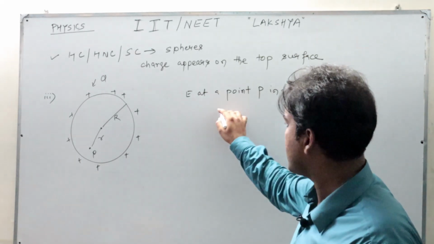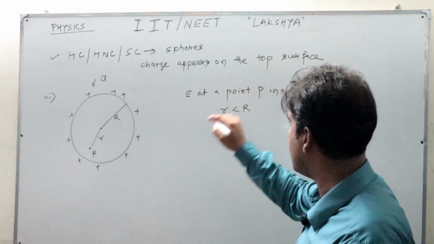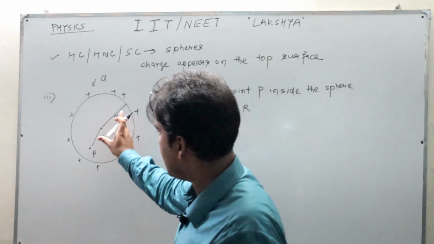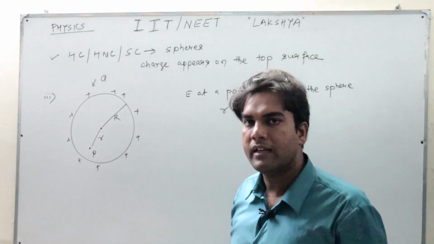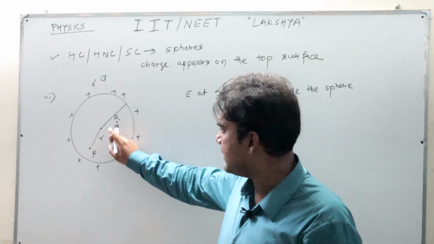So that makes our case like this: r is less than R. In the first case r was greater than R. In the second case r is equal to R. In case number 3, r is less than R.